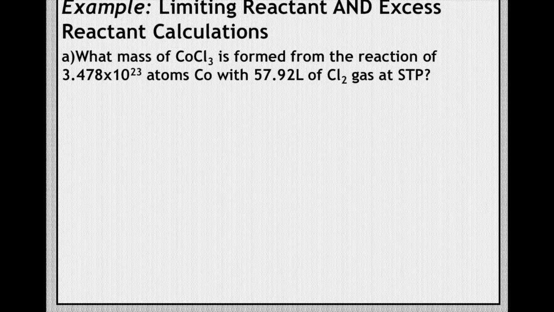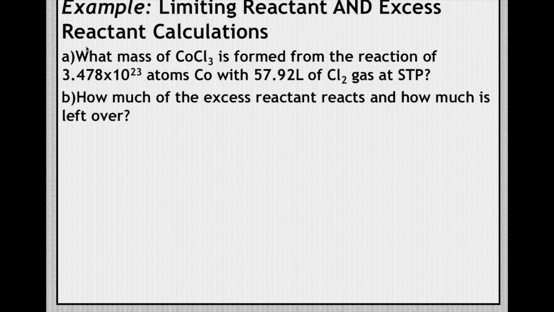Okay, so this is the new stuff today, the limiting reactant and excess reactant. So there's two parts to this question. The first part is what mass of cobalt chloride is formed from the reaction of this many atoms of cobalt with this many liters of chlorine gas at STP.